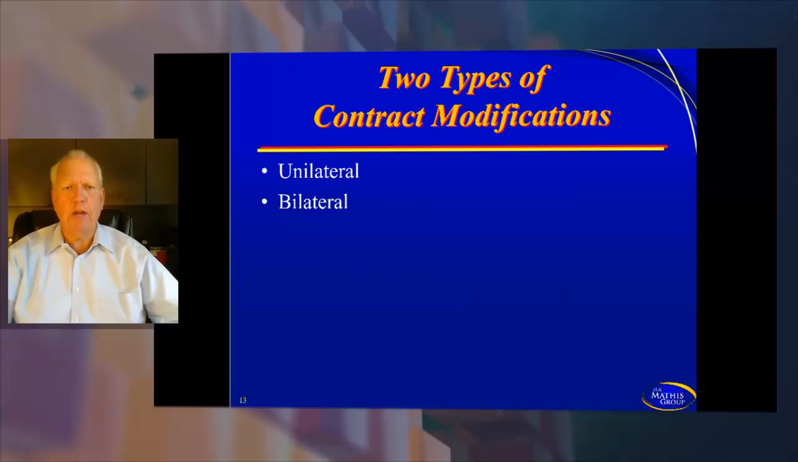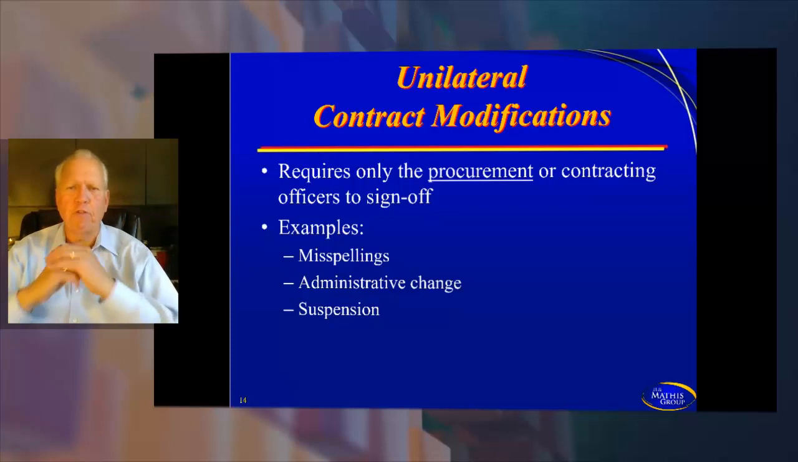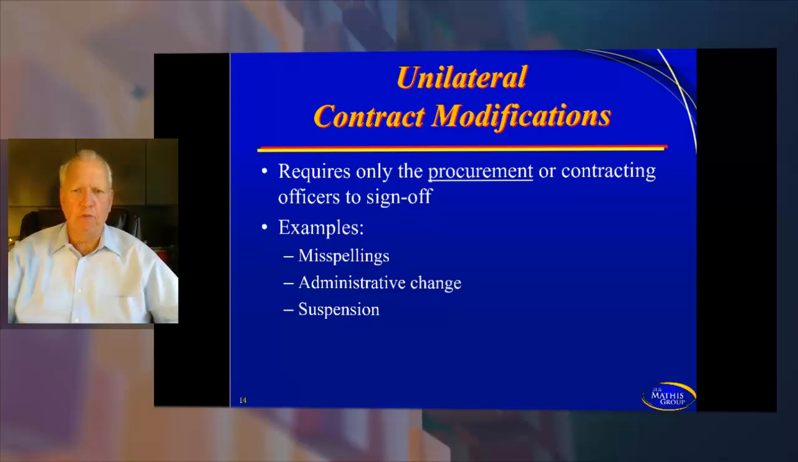Two types of contract modifications: unilateral and bilateral. Unilateral contract modifications require only the procurement or contracting officer to sign off. Usually when you see a unilateral contract modification, it's because of some kind of paperwork or administrative problem. Misspellings, administrative changes, suspensions. There can be a lot of different things. It could be a change of some personnel who would be the contact people. It's normally administrative, and so this is not something that's stopping the contract or the project. It's just paperwork, really.